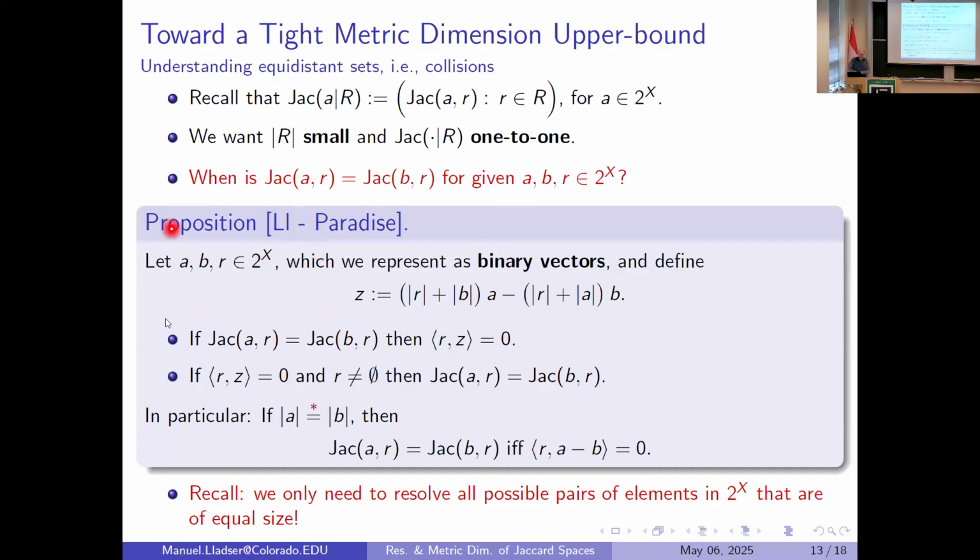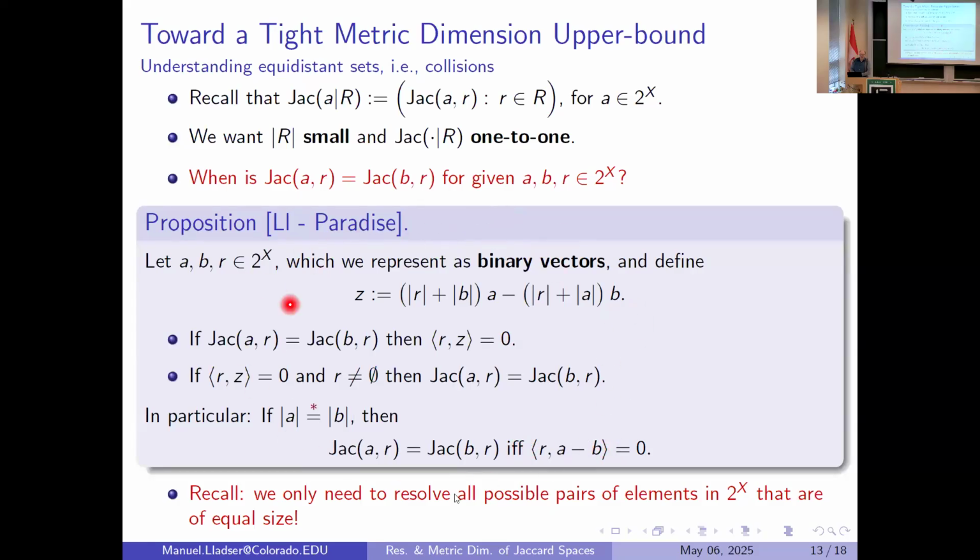And we realized that if we are given 3 sets and we define this other vector, this quantity times the vector of A minus this quantity times the vector of B, then if there is a collision on A and B at equidistance, R has to be orthogonal to that vector. And conversely, if R is not empty but is orthogonal to that vector, we can guarantee that those two Jaccard distances must be the same. And then using these two things, one can show that if A and B have the same size, then the Jaccard distances are equal if and only if R is orthogonal to the difference of these two vectors.